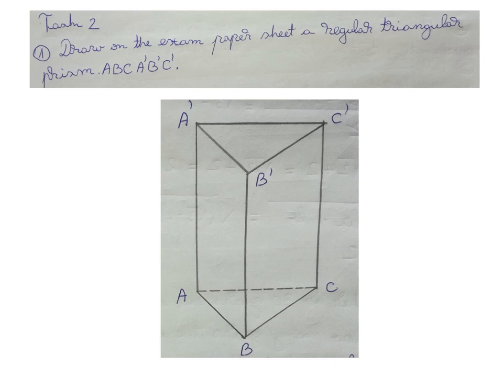Task 2. Draw on the exam paper sheet a regular triangular prism ABC A prime B prime C prime. We draw and annotate the prism.